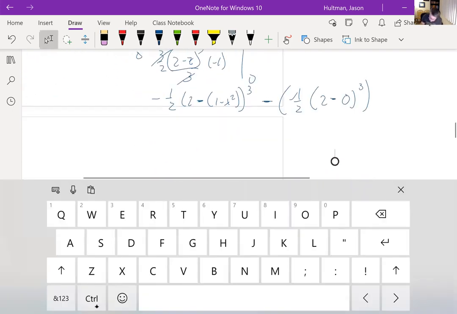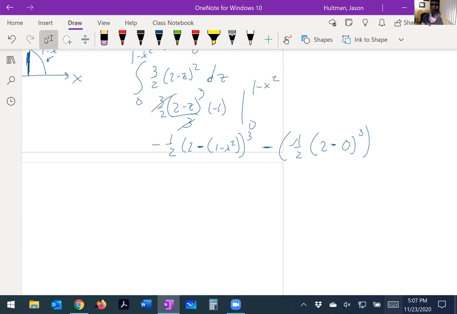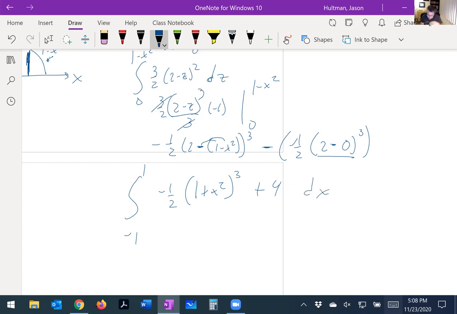So this thing is going to be negative 1/2 times 2 minus 1, so this is 1 plus x squared cubed, plus this is going to be 8. So 8 divided by 2 is 4, plus 4. Okay, so integrate that from negative 1 to 1 dx.